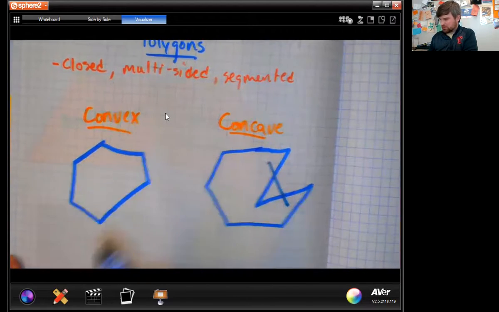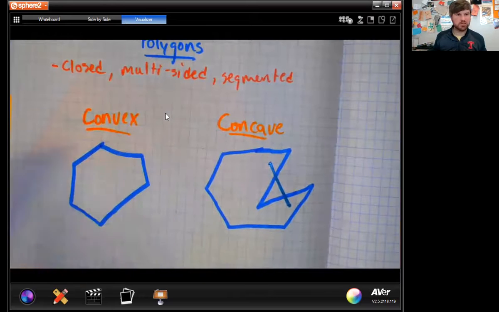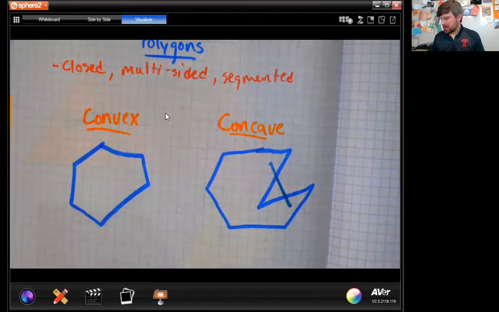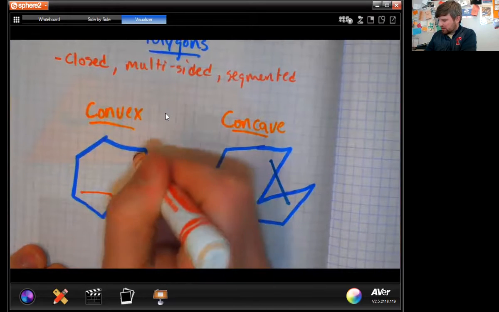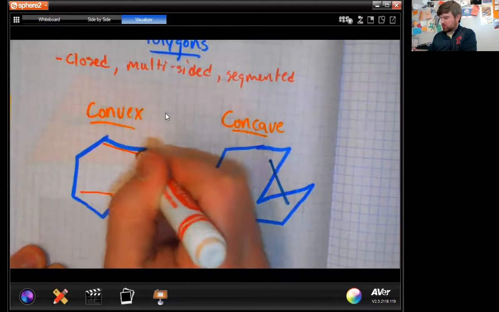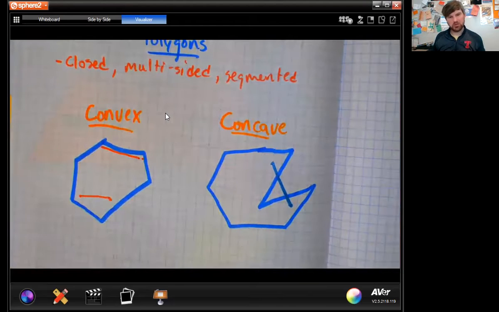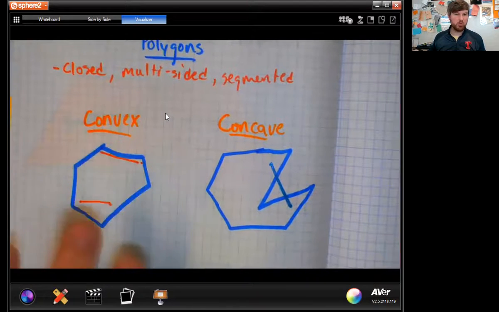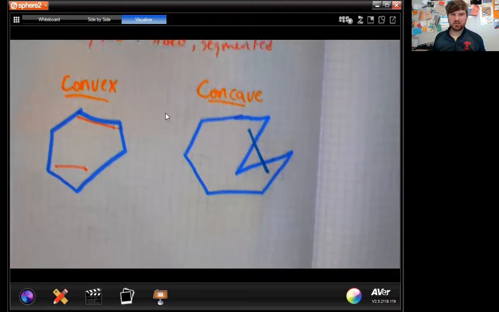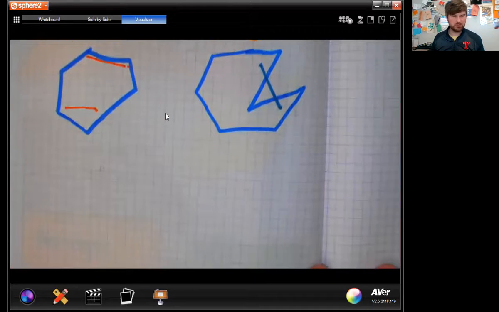Whoops, I messed that up. That should be a straight side right there, segmented side, my bad. And here I cannot find any two points where I draw a line and it's both on the inside and the outside. So that's convex and concave. We will only deal with convex polygons.